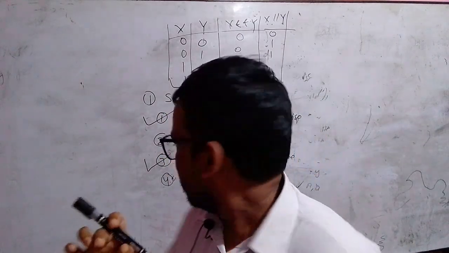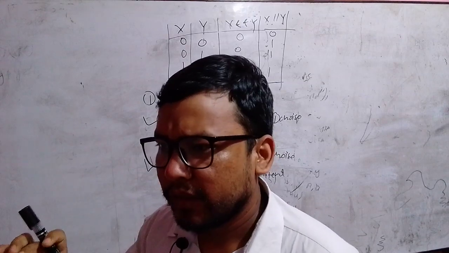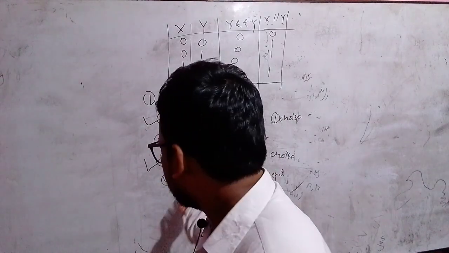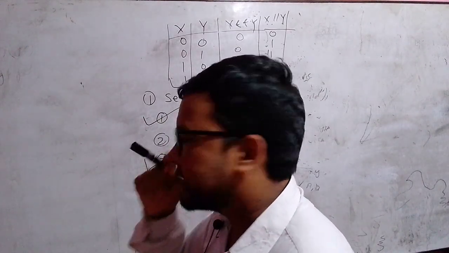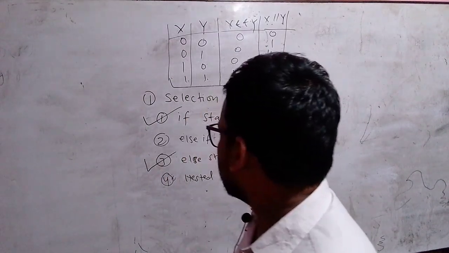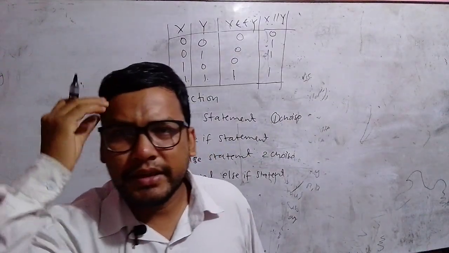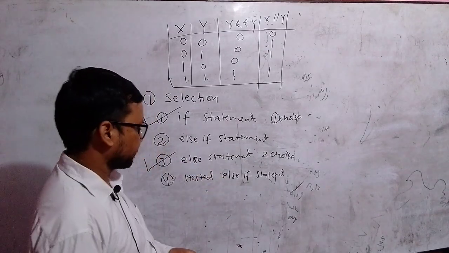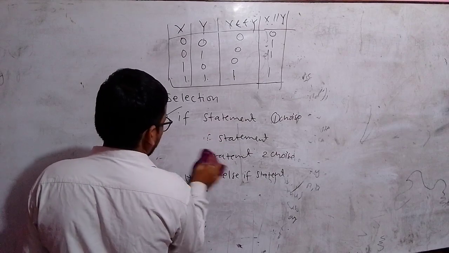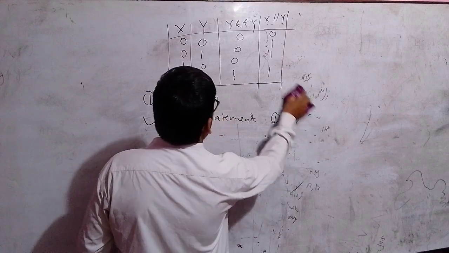Then, the nested else if statement. If an else if statement is contained within another else if, or if, or else statement, then it is called nested. Nested means something inside. This is called the nested else if statement. Let's draw the flowchart and describe each statement one by one. The if statement.